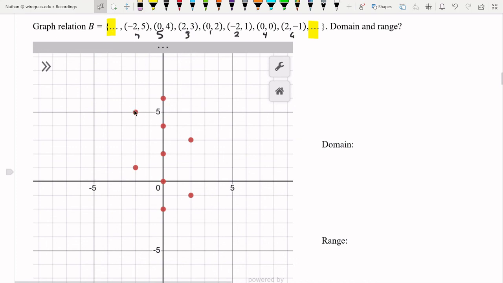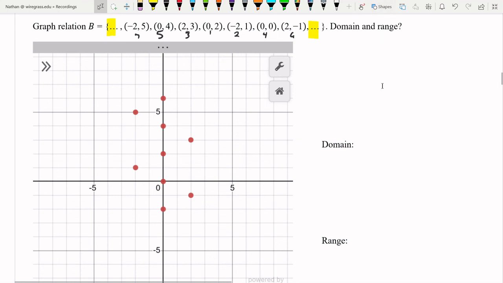But -2 goes to 5, 0 goes to 4, 2 goes to 3, 0 goes to 2, -2 goes to 1, 0 goes to 0, 2 goes to -1, and the next one will be that one, and then here, and then here, and then here. And you can see this pattern is just a zigzag across these values. And it keeps going downward, and it keeps going upward like that.